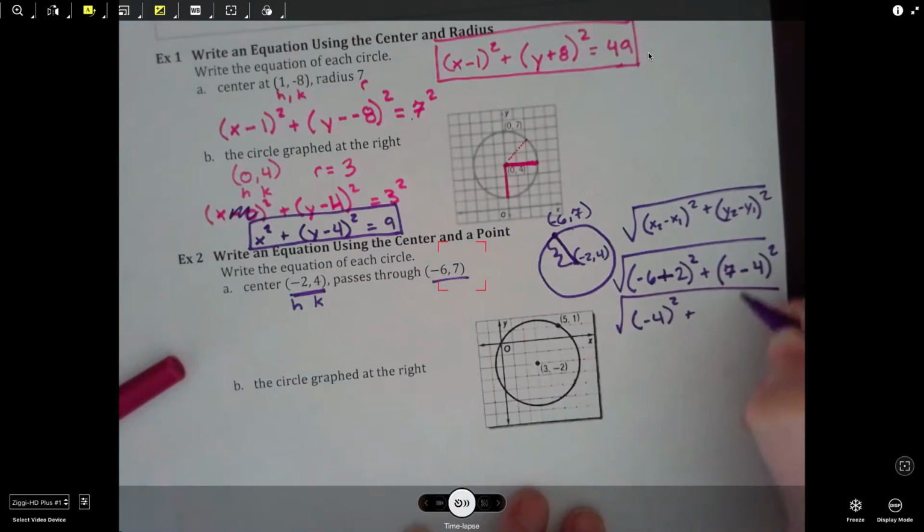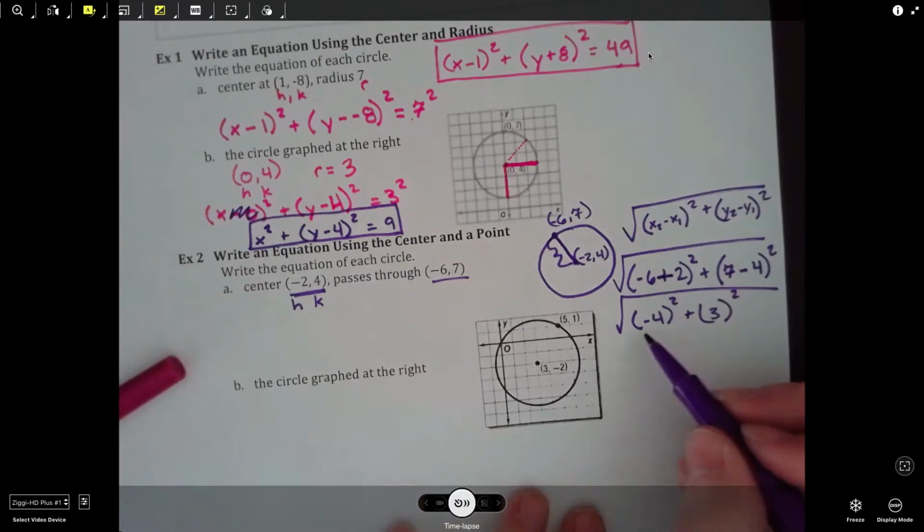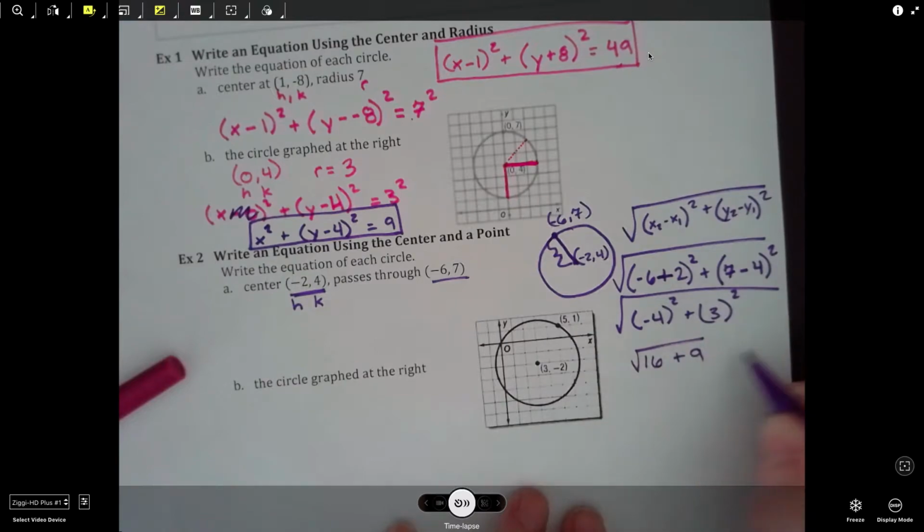7 minus 4 is 3, and I'm going to square that. So negative 4 squared is 16. 3 squared is 9. I'm going to add those together. That is 25. So my radius is 5. My radius is 5, so r equals 5.